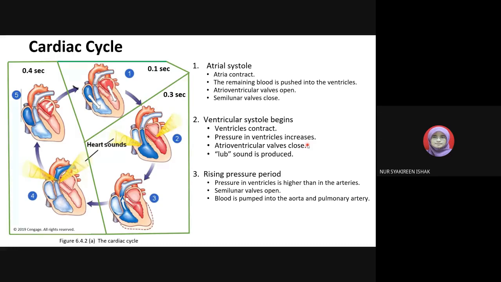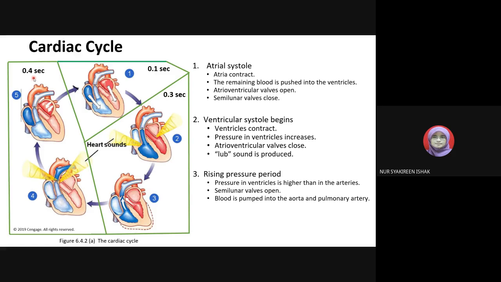Okay, so next is the cardiac cycle. For one complete cardiac cycle, which is actually one heartbeat, it takes tadi berapa saat? 0.8 second. So this 0.8 second is divided into three phases. The first phase is 0.1 second, then 0.3 second, and 0.4 second.